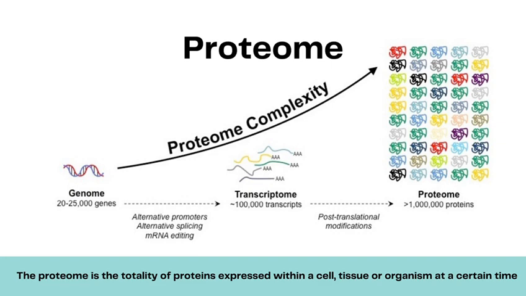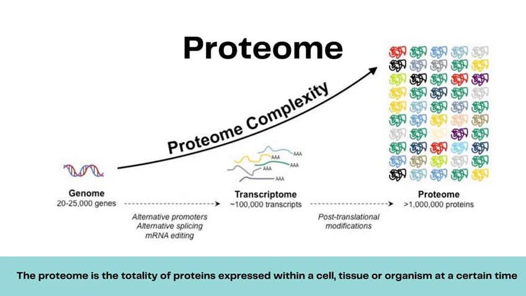Protein complexity refers to the diversity and abundance of proteins in a given organism or system. It is a measure of the number and types of proteins present, as well as their relative abundances. Protein complexity can vary significantly between different organisms, tissues, and cell types. For example, the proteome of a liver cell may be more complex than that of a red blood cell due to the diverse functions that the liver cell performs compared to the red blood cell.